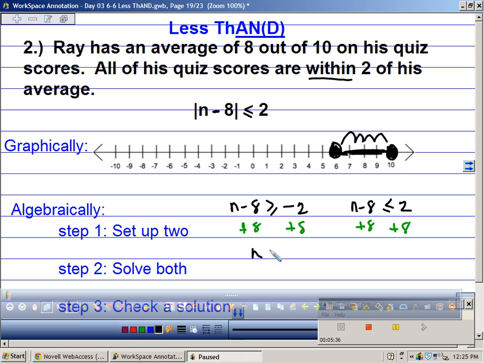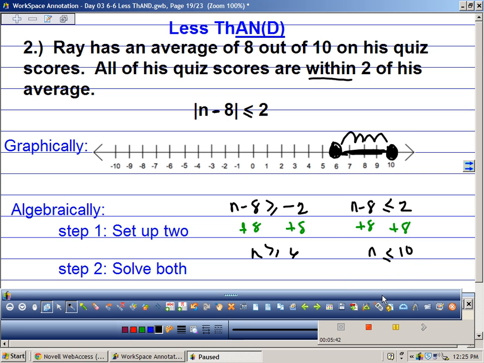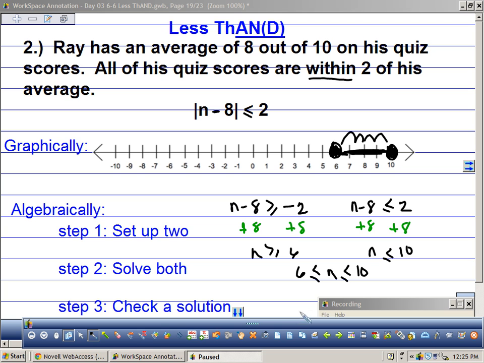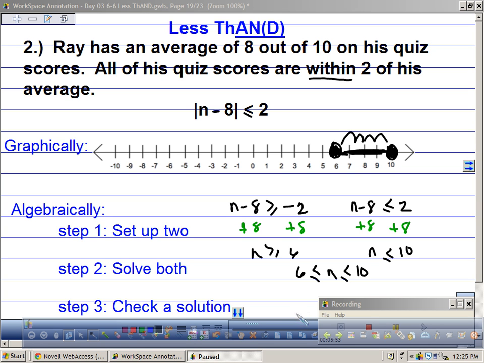When I add 8 to everything, I get n is greater than or equal to 6, and n is less than or equal to 10, which can be written in an in-between statement. How do I check if I'm right? What could I plug in, Elgin? I could substitute in any of these values. If I substitute anything in there for n, it should be a true statement, right?